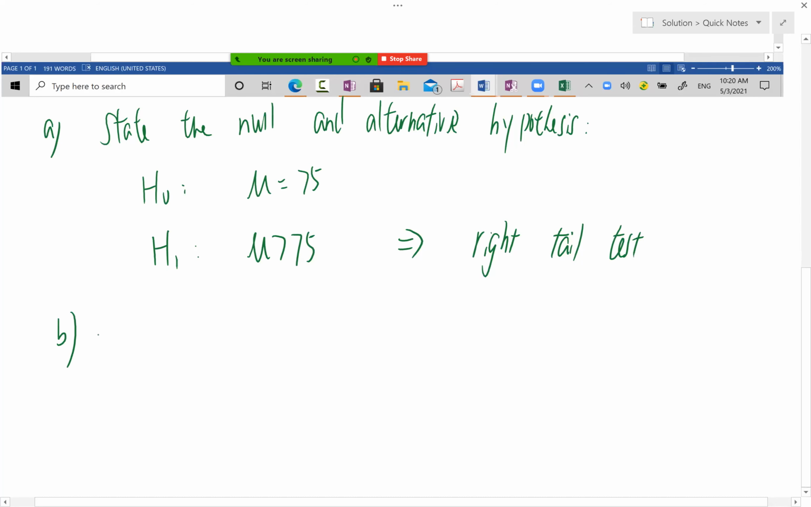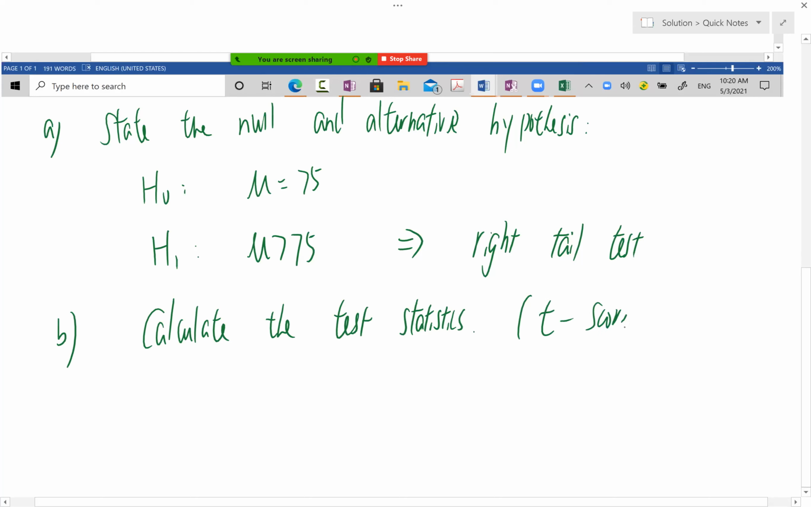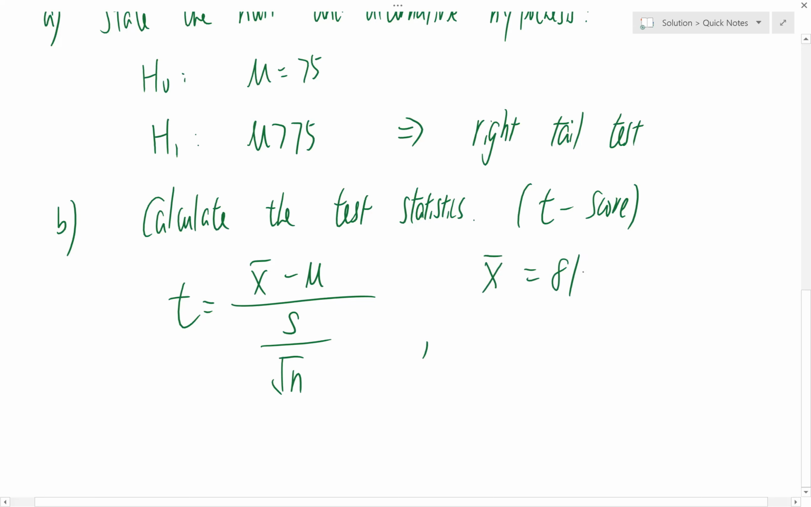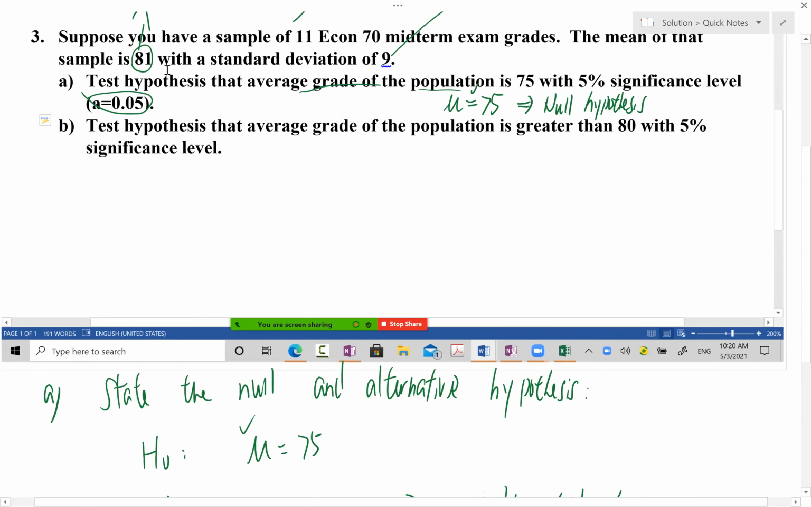Okay, step number 2, we're going to calculate the test statistic, meaning the t-score, a t-value. So we're using the t-score formula. T-score equals sample mean minus population mean over sample standard deviation over square root of sample size. Sample mean is 81, slightly bigger than 75. Population mean is 75. Sample standard deviation is 9. Sample size is 11. All of these you can find from the question.